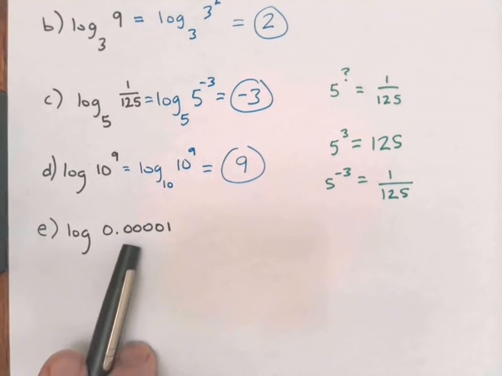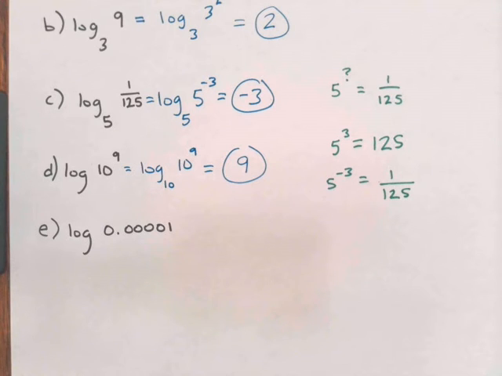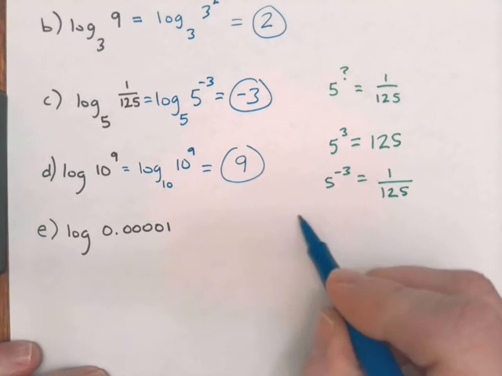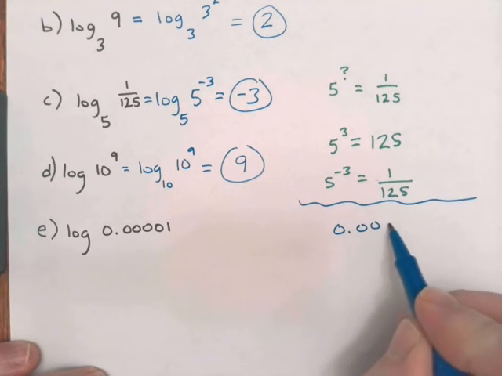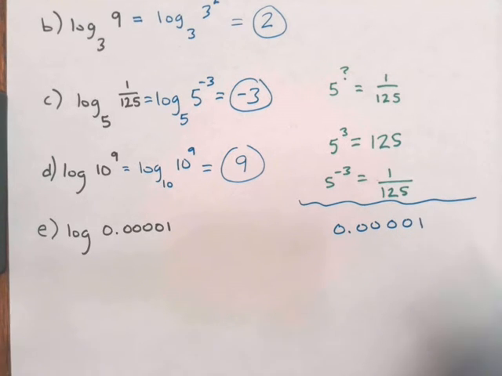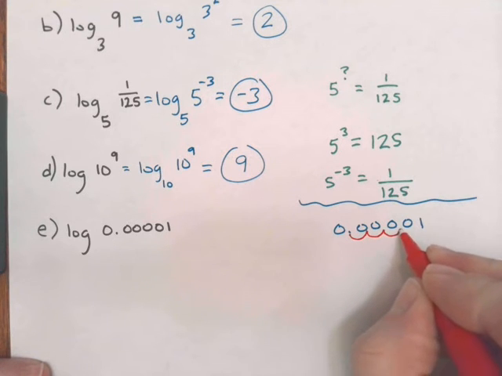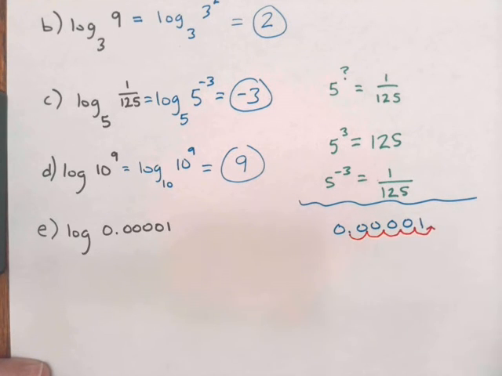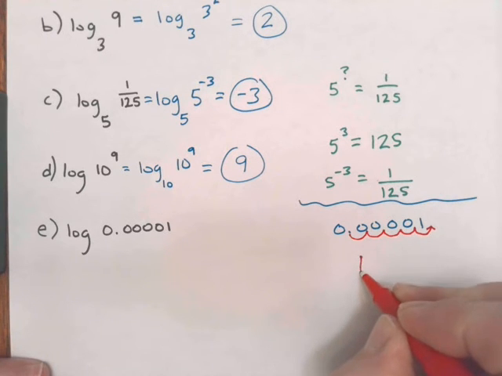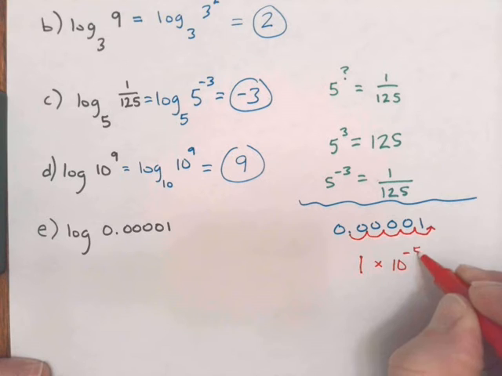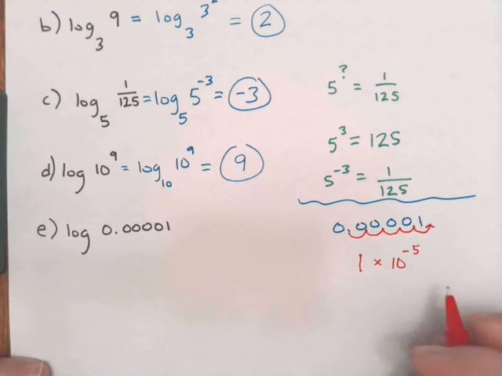If you have a log of a decimal, you can do that a few different ways. One of them would be for you to recognize that this decimal could be written as, if I move the decimal over 5 places, 1 times 10 to the negative 5th power. And 1 times 10 to the negative 5th power is the same thing as 10 to the negative 5th.